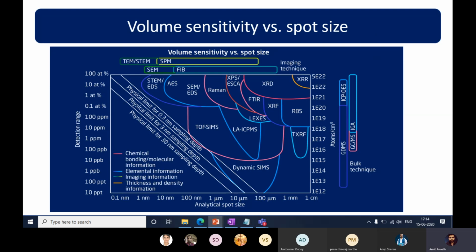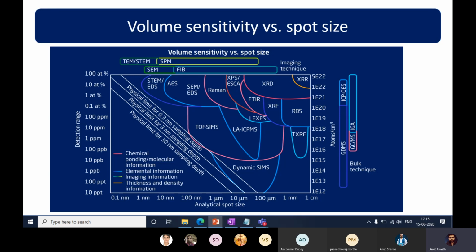So here you can see there are so many different processes, and in surface analysis, two things are very important. One is volume sensitivity, and the other is spot size. Volume sensitivity and spot size are actually inverse of each other. If we want to give a very sensitive or in-depth analysis, we generally try to have a very minimum spot size to get in-depth knowledge about that process.